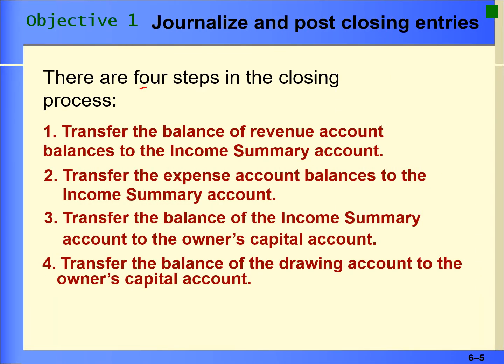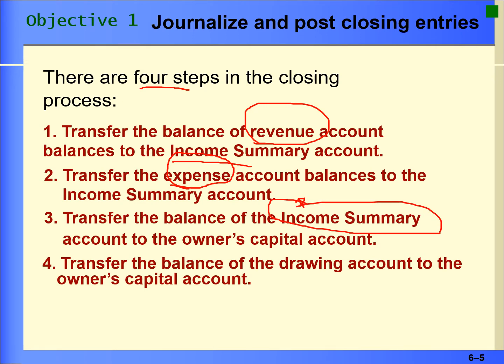Now, we're going to do 4 steps in this actual closing, and as you go through each step, notice the first one says transfer the balance of the revenue account or accounts to income summary. That'll be step number 1. Step number 2 will be to transfer the expense accounts to the income summary. It's at that point that you're going to get a balance in income summary, whether it's a debit or a credit balance, and then you're going to transfer or close that out to the actual capital account. That'll be step 3. And then step 4 says to transfer the balance of the drawing account to the capital account as well.